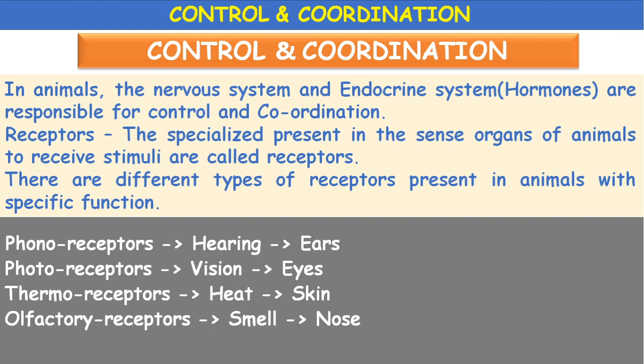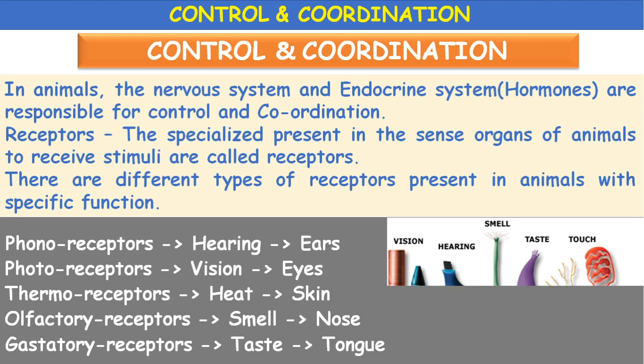Olfactory receptors, these receptors are present in the tongue and especially in the nose. Olfactory means smell. Smell receptors are present in the nose. Next, gustatory receptors, they are present in the tongue. They are called taste receptors. They sense the taste. These olfactory receptors and gustatory receptors are together called chemoreceptors because they function in detecting the chemicals by dissolving in the mucous membrane present in the sense organ.